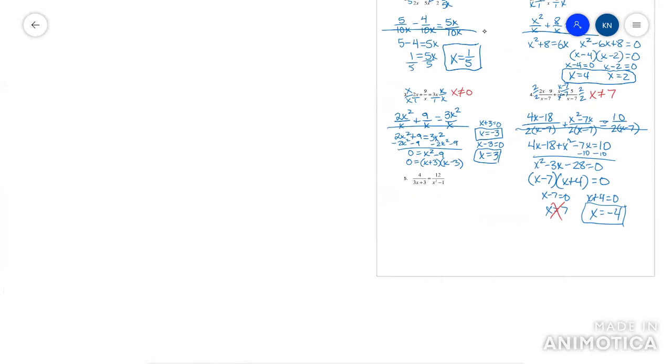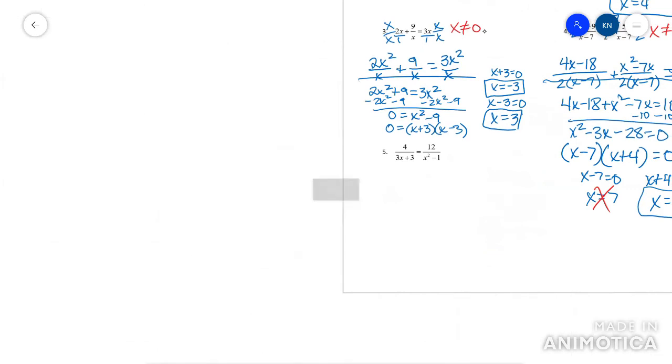All right, and then this last one's probably the most challenging. Basically, factor everything first. You're going to get 3 times x plus 1 if you do a GCF. And then over here, you're going to get x plus 1, x minus 1. So this right here tells you x cannot be negative 1. This right here tells you x cannot be positive 1. Those are your restricted values. And your common denominator is going to be all three of these things. You're going to have a 3, an x plus 1, and an x minus 1. That's going to be your common denominator.